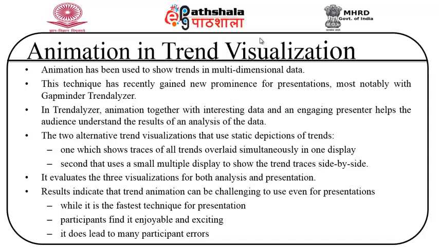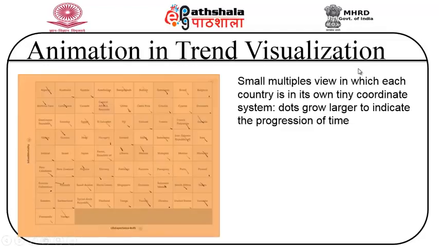The two alternative trend visualizations that use static depictions of trends are the one which shows traces of all trends overlaid simultaneously in one display, and the second that uses a small multiple display to show the traces side by side. It evaluates the three visualizations for both analysis as well as presentation, and the results indicate that the trend animation can be challenging to use even for presentation. While it is the fastest technique for presentation, participants find it enjoyable and exciting, and it does lead to many participation errors. This is an example of animation and trend visualization.